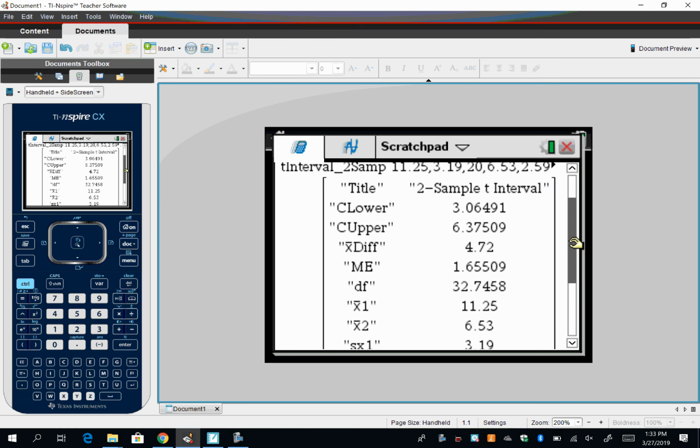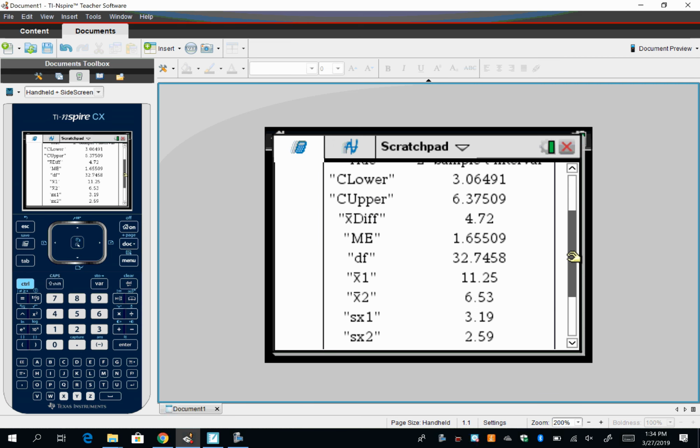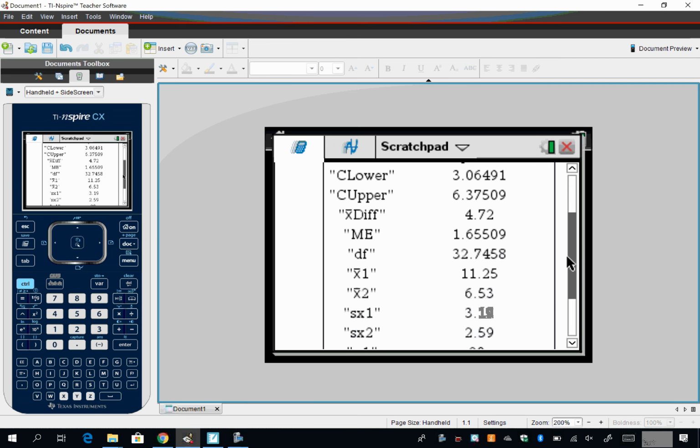Degrees of freedom changed a little bit. Do you see how the degrees of freedom changed? Why do you think it changed just ever so slightly? Because I used rounded statistics here. So it's okay. Don't worry about that. So we'll go with the margin of error is 1.655.